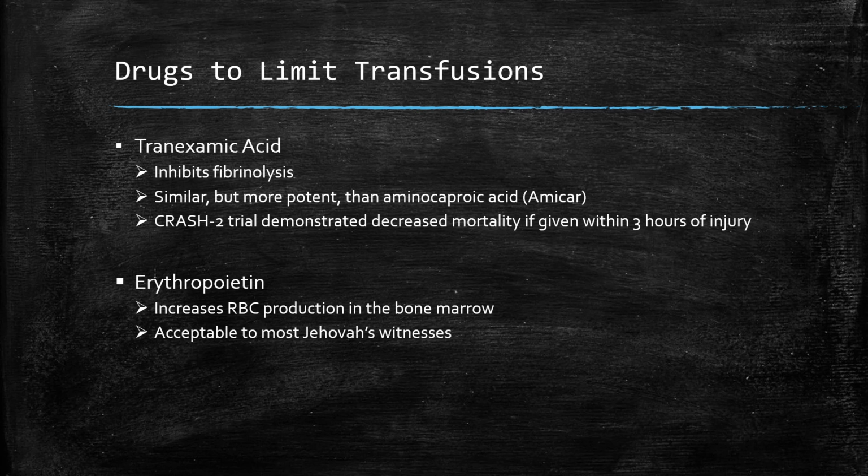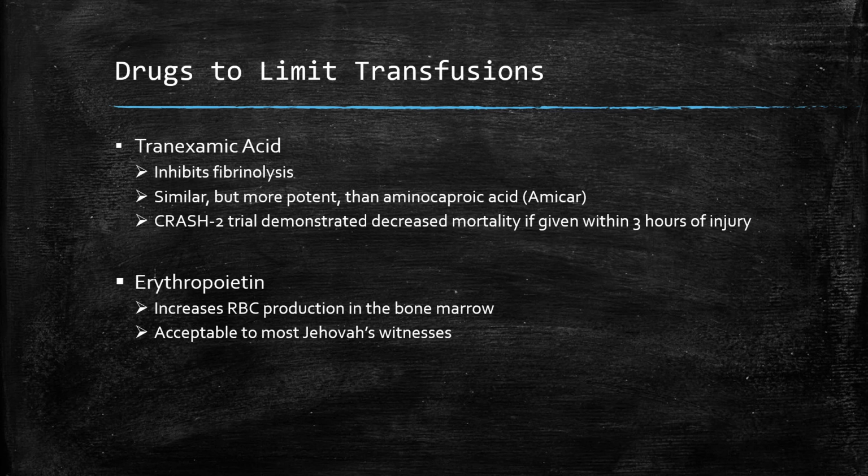There are a number of drugs available to us that will help limit our use of banked blood. Tranexamic acid is a drug that's proven to be very useful in the trauma setting. It inhibits fibrinolysis, and so it's very similar chemically to aminocaproic acid, or Amicar, but is more potent. The CRASH-2 trial clearly demonstrated decreased mortality if this drug is given within 3 hours of injury.